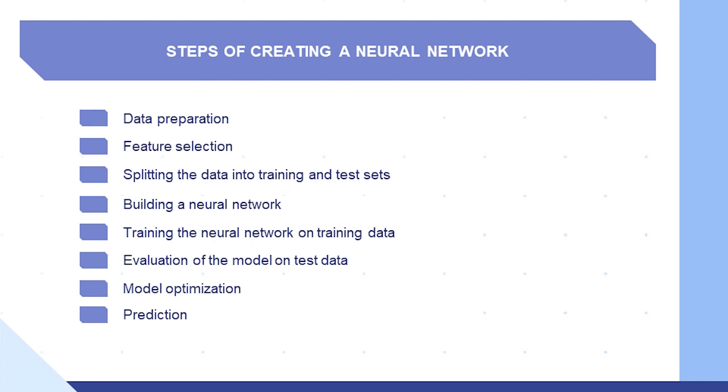Building a neural network to predict bankruptcy in Python requires a deep understanding of machine learning and financial analysis. The general steps to create a neural network to detect the financial stability of an economic system are as follows. The first step is data preparation. Then it goes with feature selection, splitting the data into training and test sets, building a neural network. Then we train the neural network on training data, evaluate the model on the test data, then we optimize the model, and then we finally can use it for prediction.